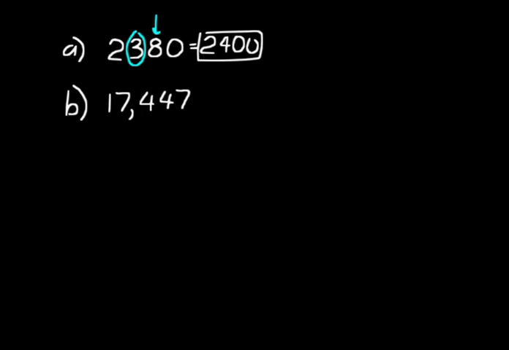In B, round that to the nearest 1,000. So you'll circle the 7 because that is in the thousands place. Put an arrow over the 4. That is less than 5, so that means we leave the 7 alone. 17,000 would be the answer there.